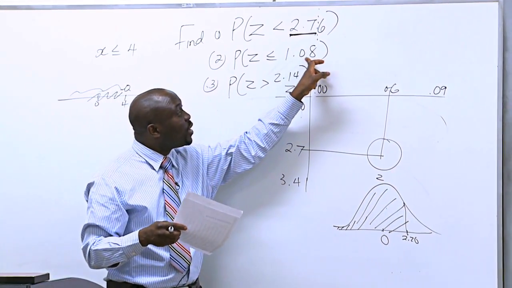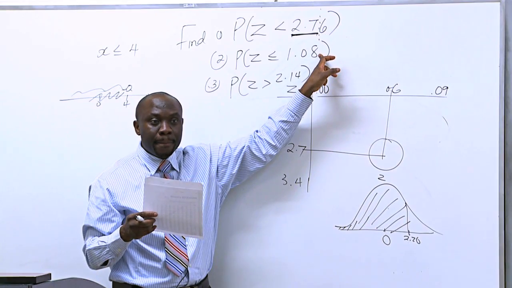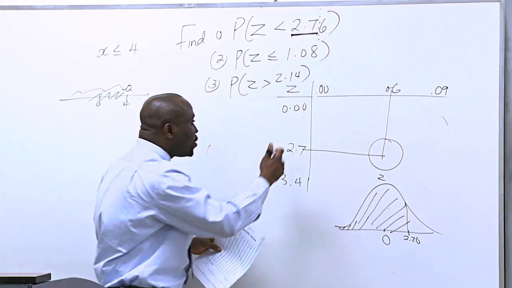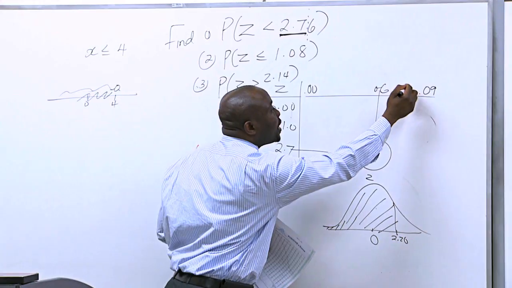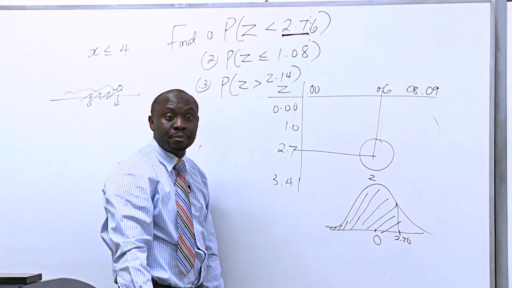Great. So the second one, how are we going to split it? 1.0 somewhere here, and then look for the 8, which is just before the 9.